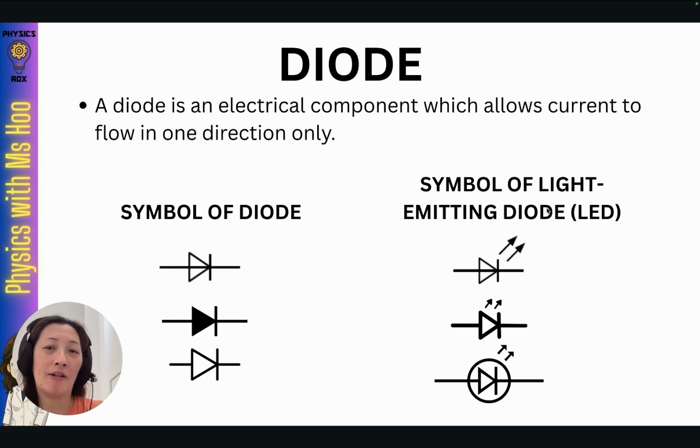Now, a light emitting diode basically is a diode that emits light. It's known as an LED for short. Similarly, there are also multiple symbols for the same component. The symbol basically has arrows coming out of the diode. So you can see that the symbols look almost the same. It's just that the LED has the addition of arrows. And we normally draw two arrows to show clearly that light rays are being emitted.